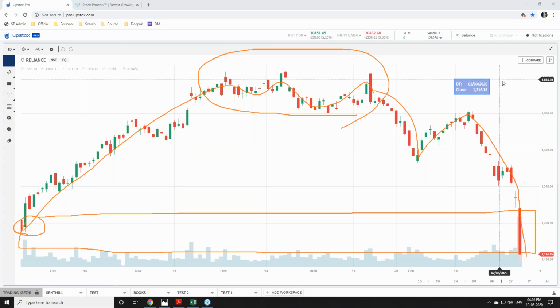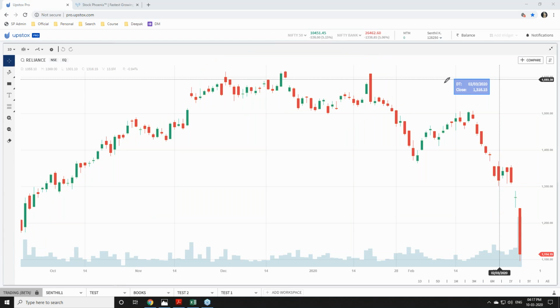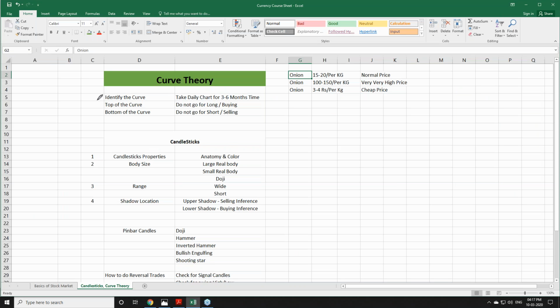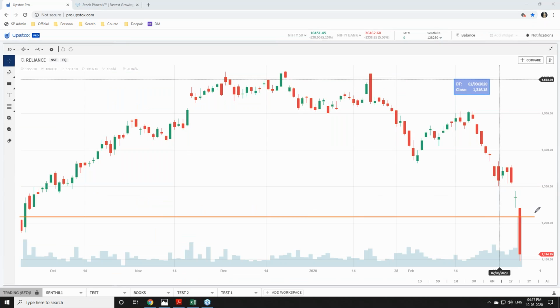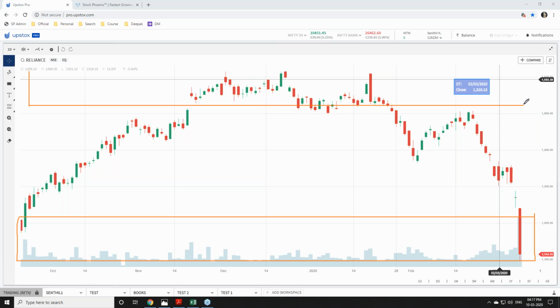So what is the study based on this? What is to be done? We have to identify the location for the curve theory. Identify the curve: take a daily chart for 3 to 6 months time frame, top of the curve. Let's mark the bottom of the curve and the top of the curve. Just simply mark 2 boxes above and below, and this is called the top of the curve, and this is called the bottom of the curve.